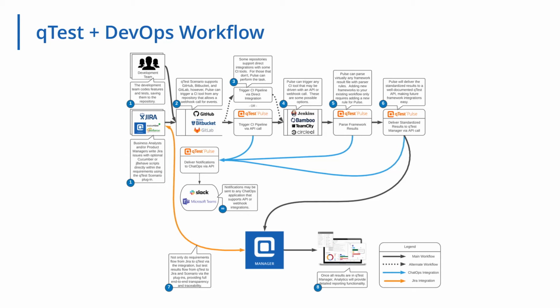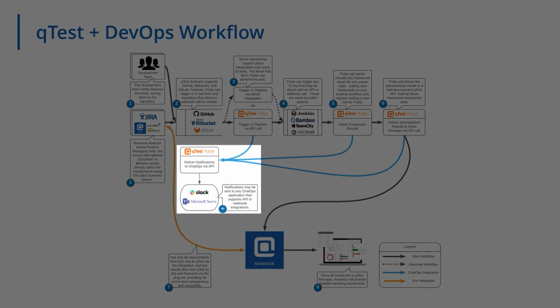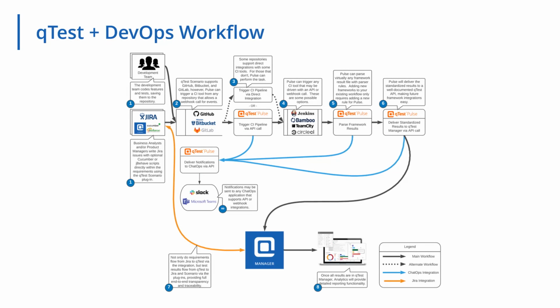You'll notice that we also have some blue lines going towards another Pulse rule, which will be able to deliver chat notifications to ChatOps programs such as Slack or Microsoft Teams so that we can retain full visibility into the course of our workflow, whether there are any issues or problems or anything that might need immediate attention.